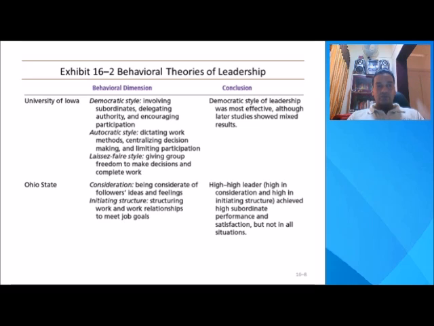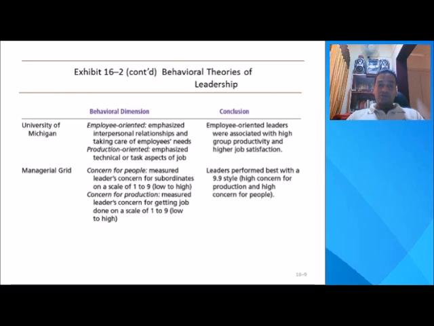the initiating structure, how well the leader is able to structure work relationships and role expectations. Leaders who are high in consideration and high in initiating structure were considered to be very effective leaders. Then there are the University of Michigan studies, which talked about, again, two dimensions: employee orientation and production orientation. Employee orientation emphasized interpersonal relationships. The leaders are more focused on taking care of employees' needs, while production orientation emphasizes the technical or task aspect. Researchers confirmed that employee-oriented leaders were associated with high group productivity and higher job satisfaction.